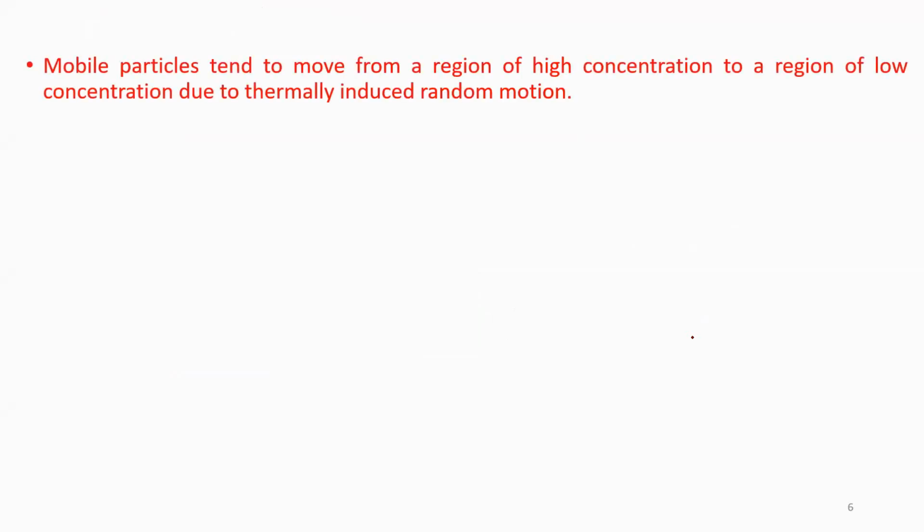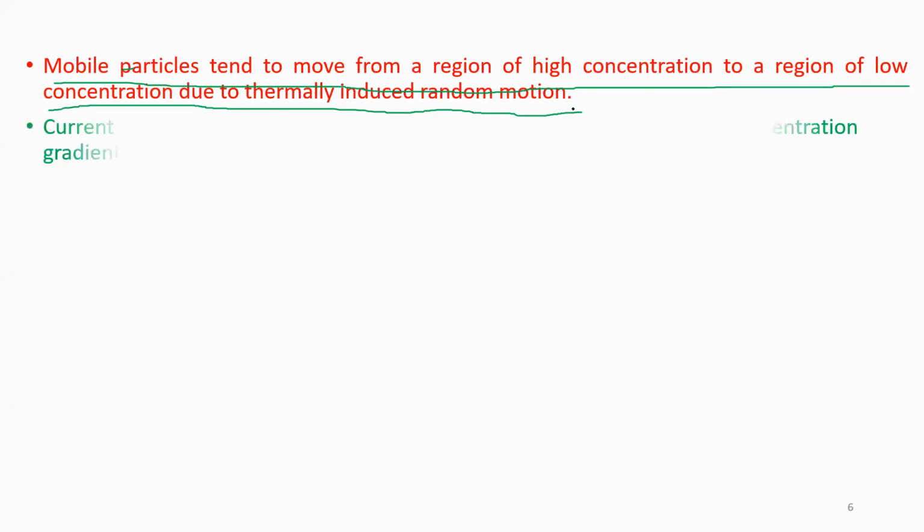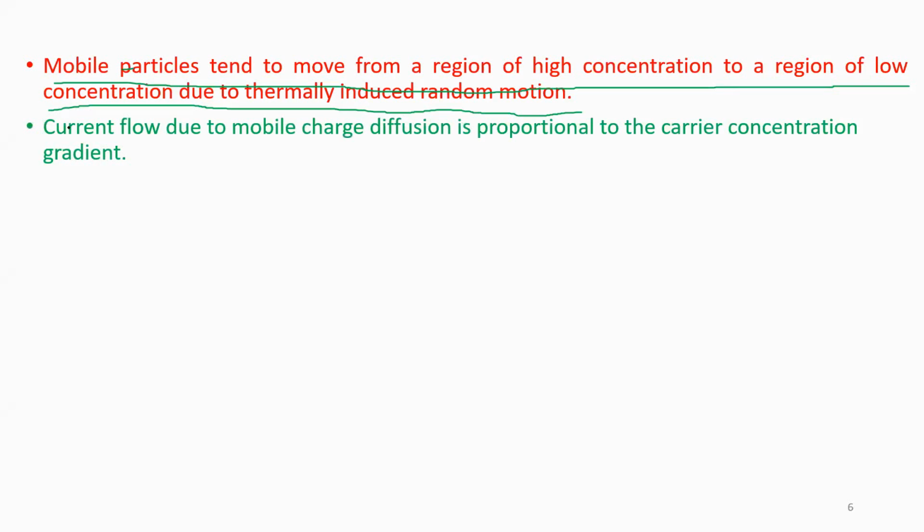Now let us talk about diffusion in a little bit more detail. So what is diffusion? Mobile particles tend to move from a region of high concentration gradient to a region of low concentration gradient due to thermally induced random motion. Because a particle is always in random motion, particles from a region of high concentration move to a region of low concentration.